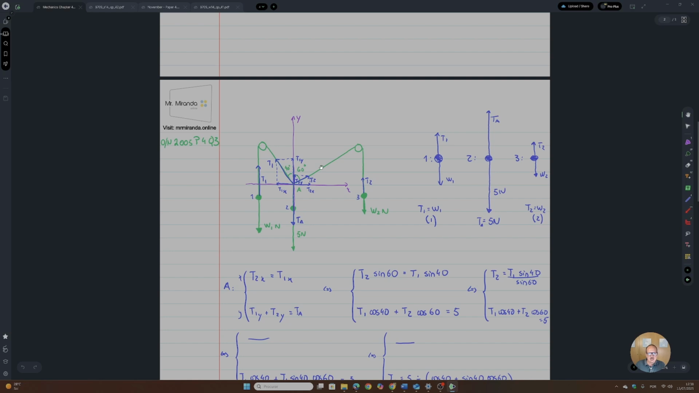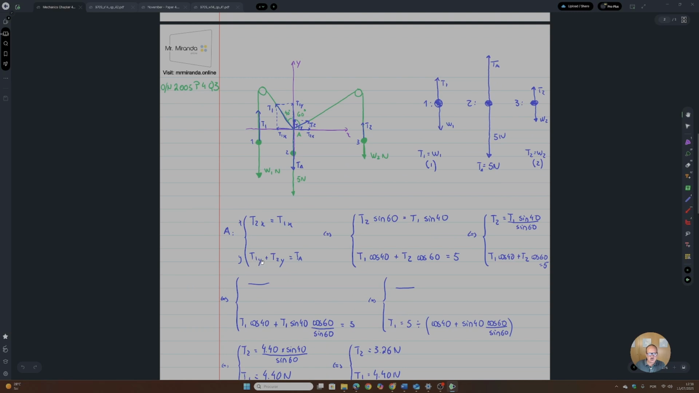Okay? Once again, all the mechanics, once you have this done and once you translate it into math, you have it on point A: in x, T2x equals T1x, and T1y plus T2y equals TA. All the mechanics is done. Everything else from this point onwards is just math. And trigonometry is part of math. All right? So again, what is T2x?